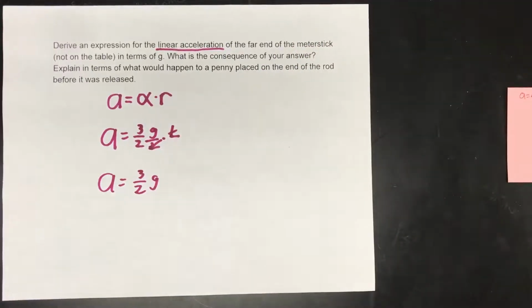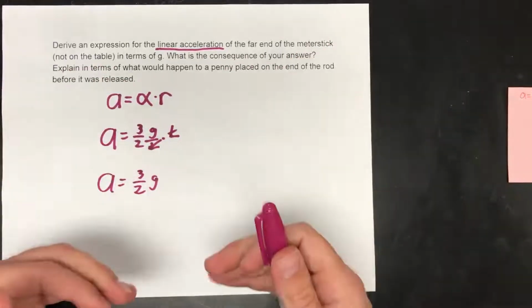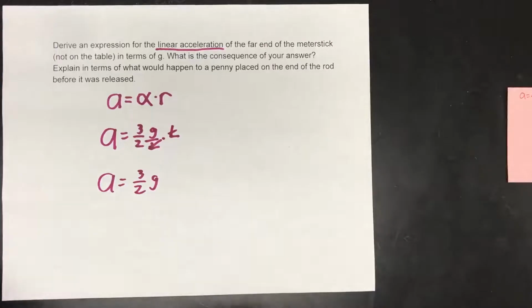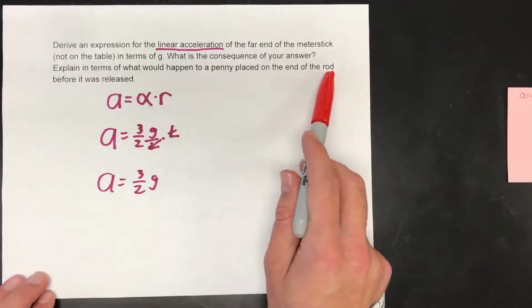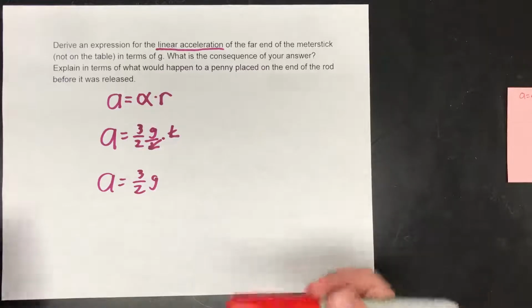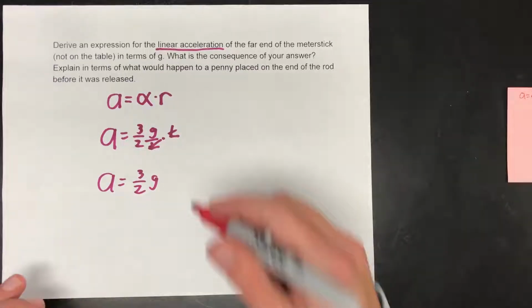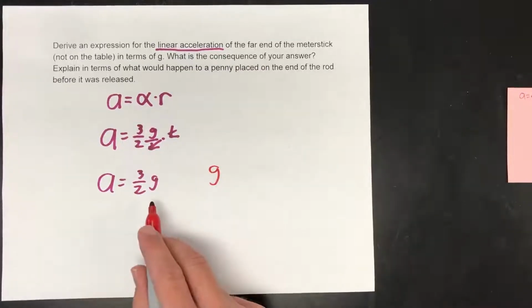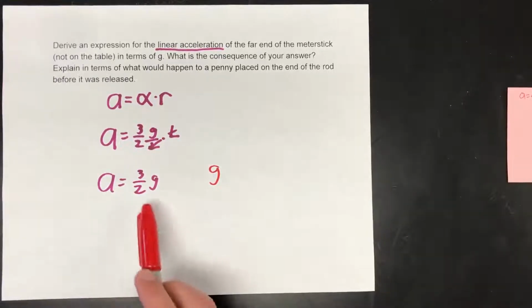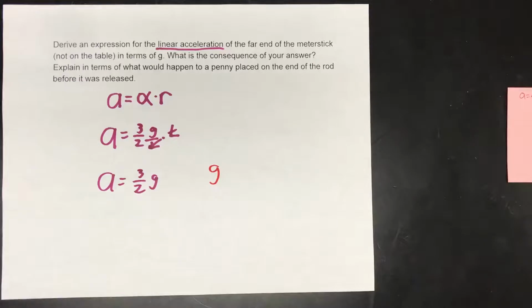How's that possible? Well, the meter stick as a whole is falling at g, but that causes the end to be whipped around with the rest of it, and so you actually will have a greater acceleration. Their question here is, what would happen to a penny placed on the end? The penny would actually lift up off of the meter stick, because the penny is going to accelerate at g, and the far end of the meter stick, because it's getting pulled and whipped around by the rest of the stick, accelerates at 3/2 g.